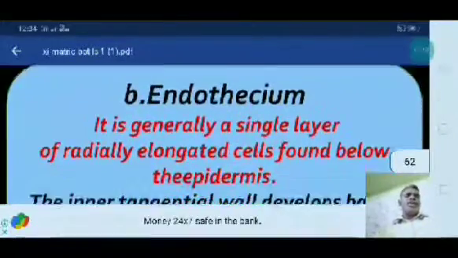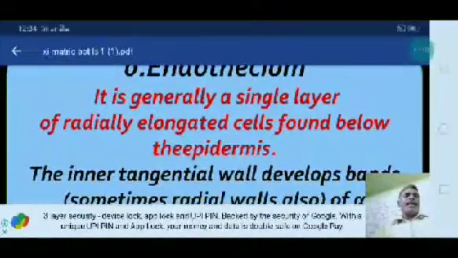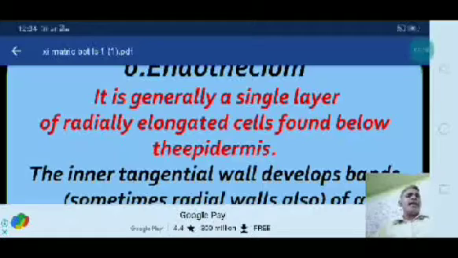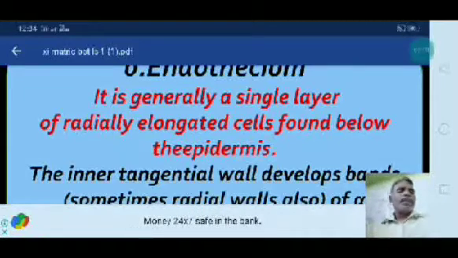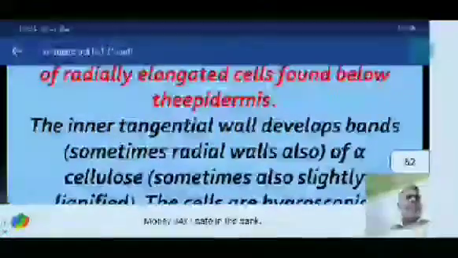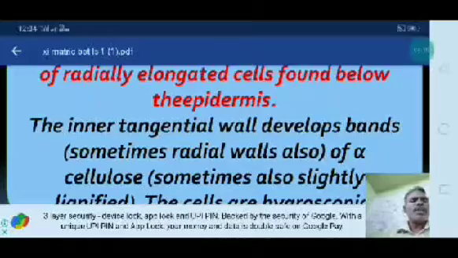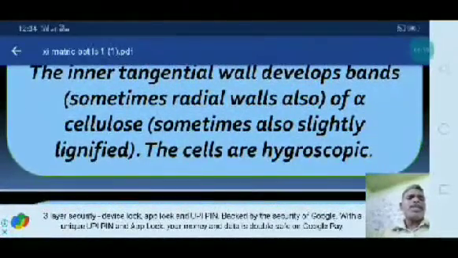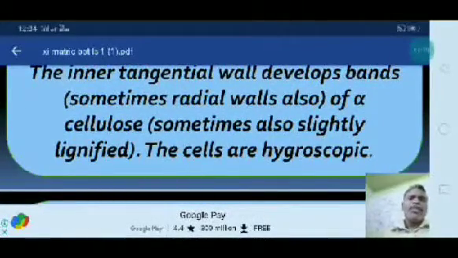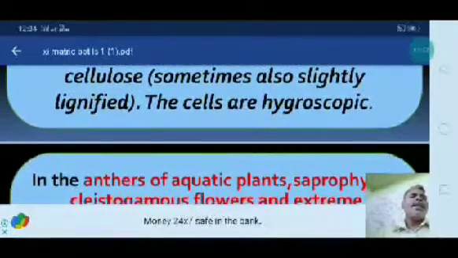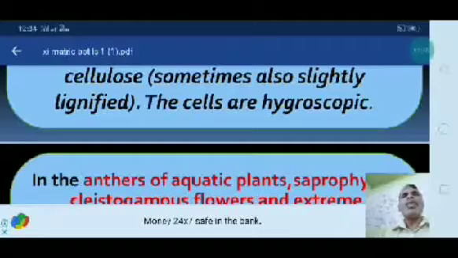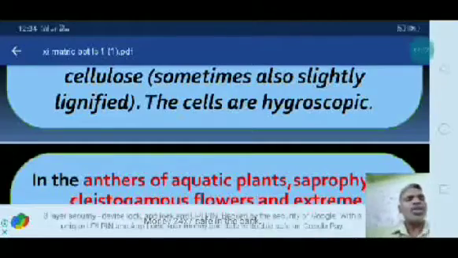Next one is the endothecium. It is generally a single layer of radially elongated cells found below the epidermis. The inner tangential wall develops bands, sometimes radial walls also, of cellulose, sometimes slightly lignified. The cells are hygroscopic in nature; they absorb water. That is what hygroscopic means.